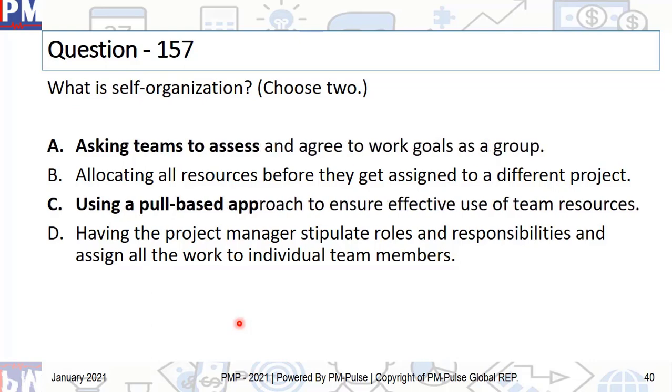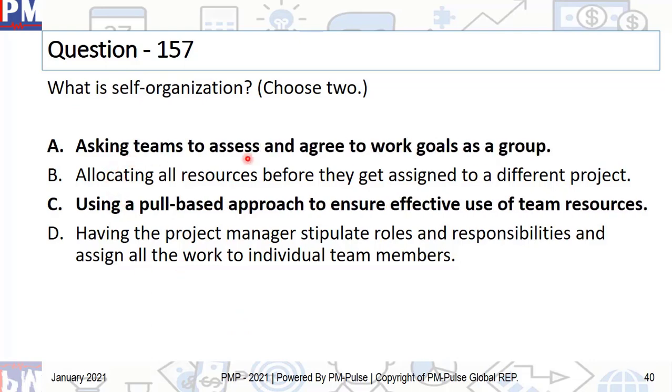And the correct answer is A, asking teams to assess and agree to work goals as a group, and C, using a pull based approach to ensure effective use of team resources. Basically, what is self organization? Self organization is when a team decides to work on their own. Once they have been given an objective, a vision is clear, and an iteration or a sprint or the work has already been provided to them, they can decide who's going to do what, how many people are needed at what point of time, which is called a pull-based approach to ensure effective use of team resources.